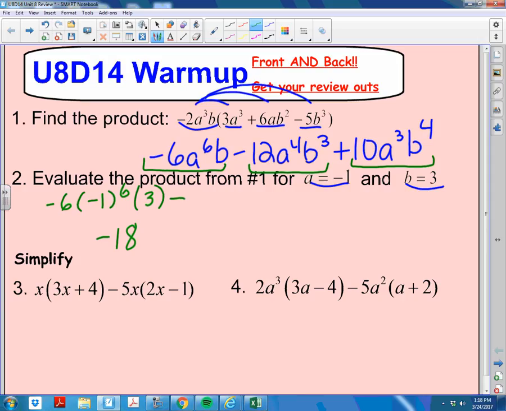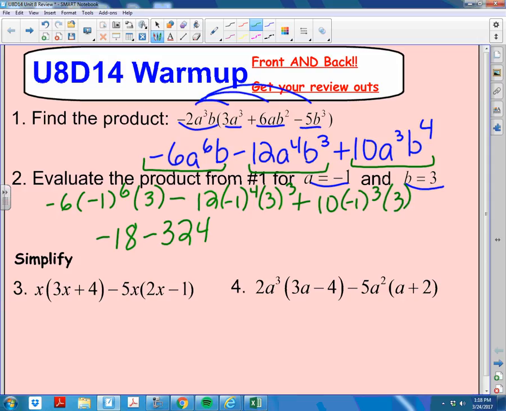Minus 12, -1 to the 4th, 3 to the 3rd power. I'm going to go ahead and just type that in. Parentheses 3, close parentheses, caret 3. And it is 324. Minus 324. Okay, and then plus 10, -1 to the 3rd, 3 to the 4th, this is 81, times 10, negative, -810.